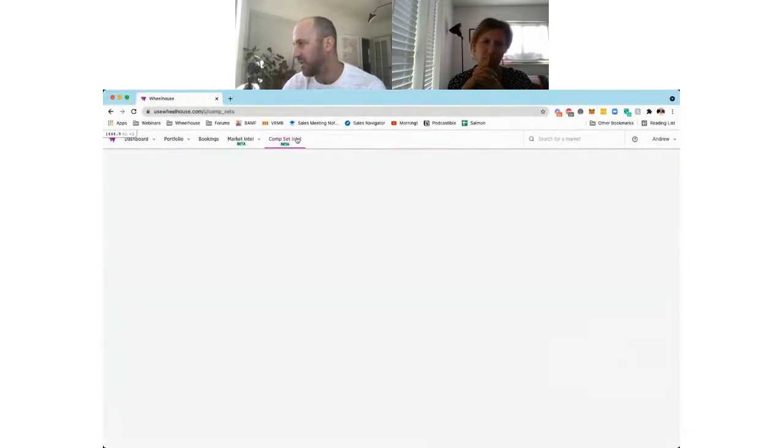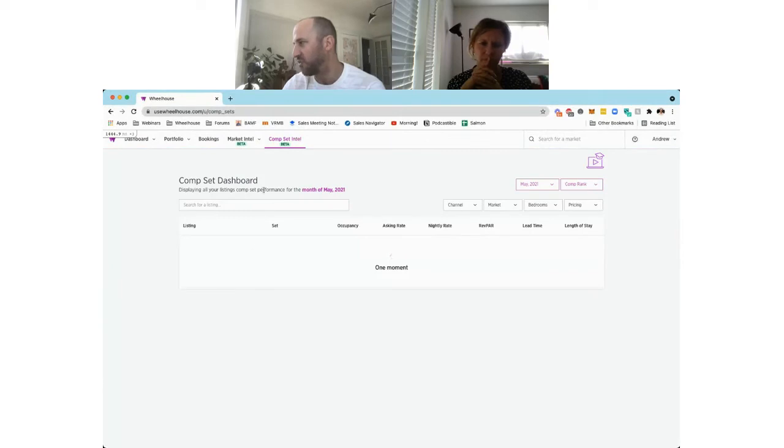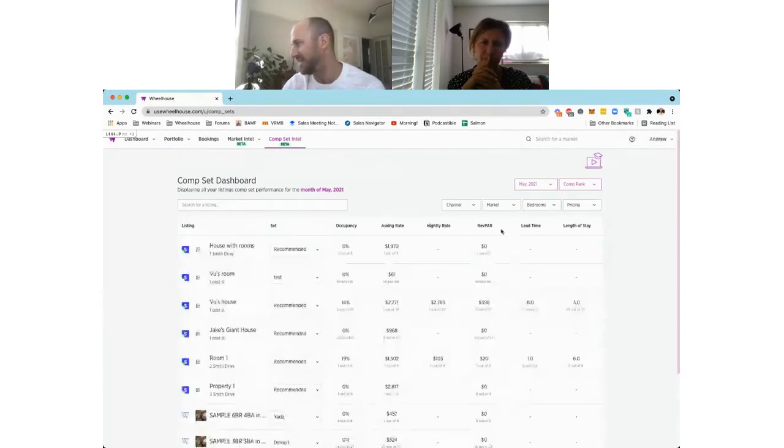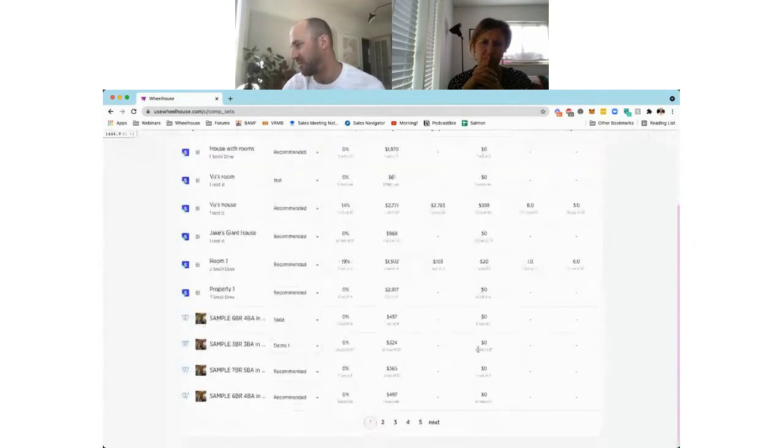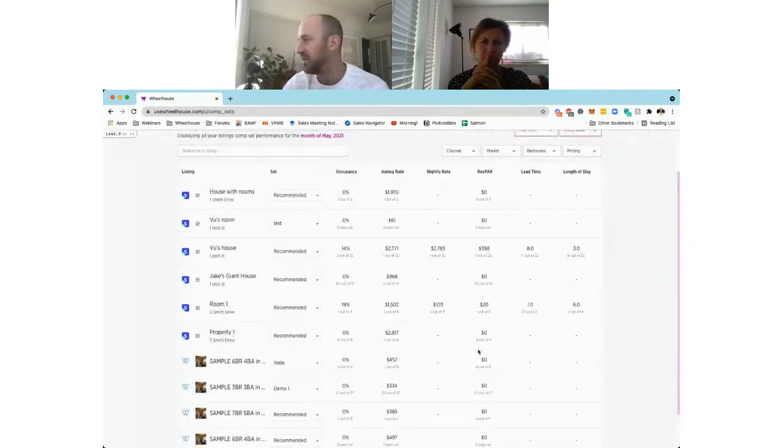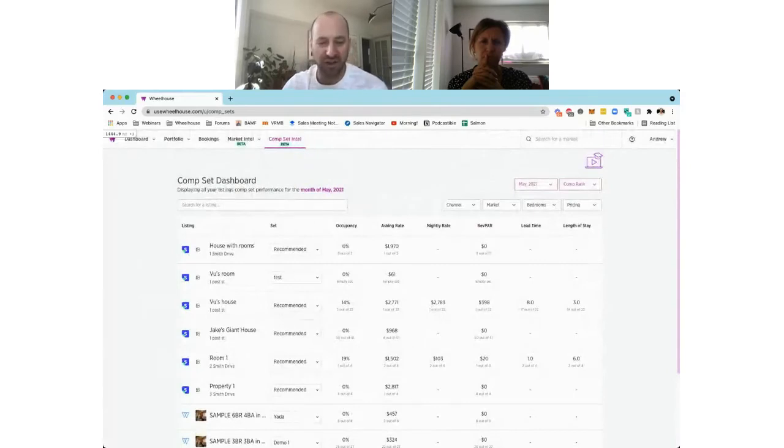I could also go to the CompSet dashboard, and now I'm going to see all of my listings, all of my CompSets, and I'm going to see, again, the RevPAR. These are all demo properties. You'll see real data for you. But that's another place to go. At least look at your RevPAR, which is one of the key things to figuring out your RevPAR index.